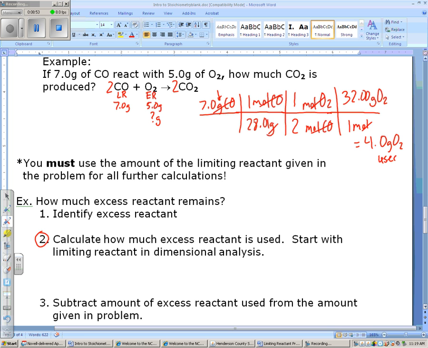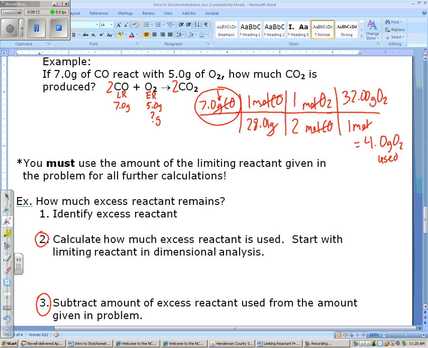used. And it is helpful to write that word right there, because if all 7 grams of my CO get used up, which they are because that is my limiting reactant, it runs out, I am going to use 4 grams of oxygen. Now, the next part, step 3 down here.